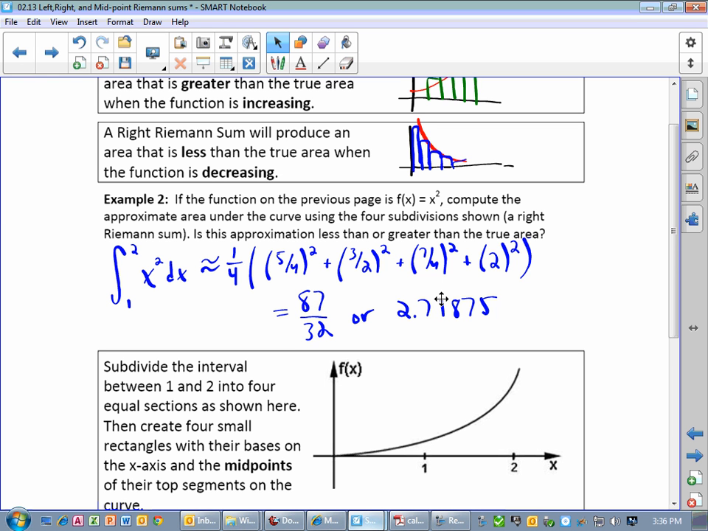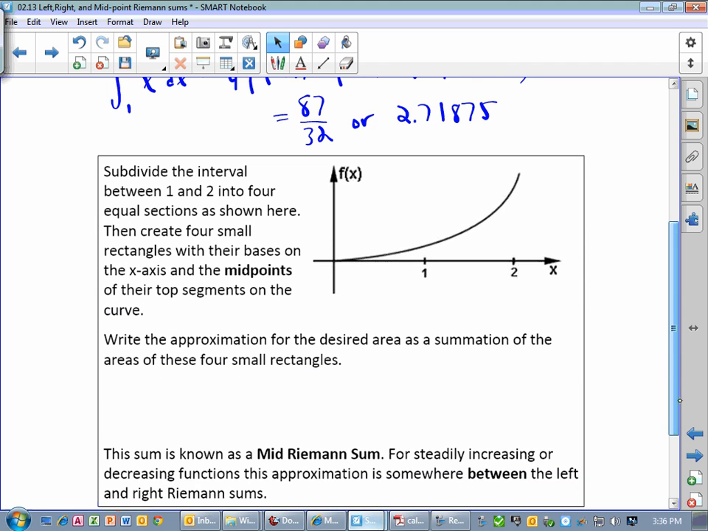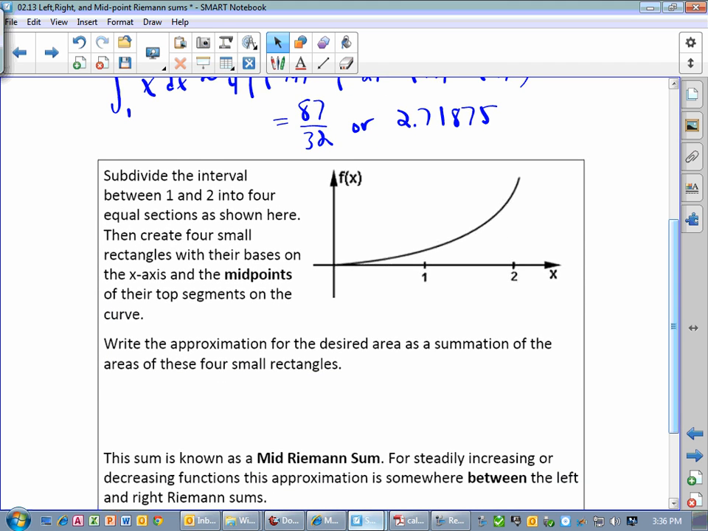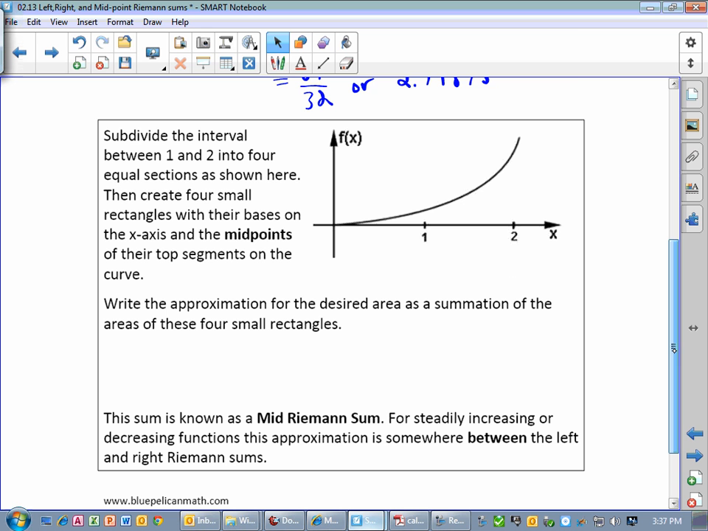We actually narrowed down the exact area under that curve from 1 to 2 to between 1.9 and 2.7, which is not too bad. We've narrowed down to a pretty small margin. So I wonder if we get more accurate. I wonder if we can get better. So let's see. This time we're going to do 4 subintervals.